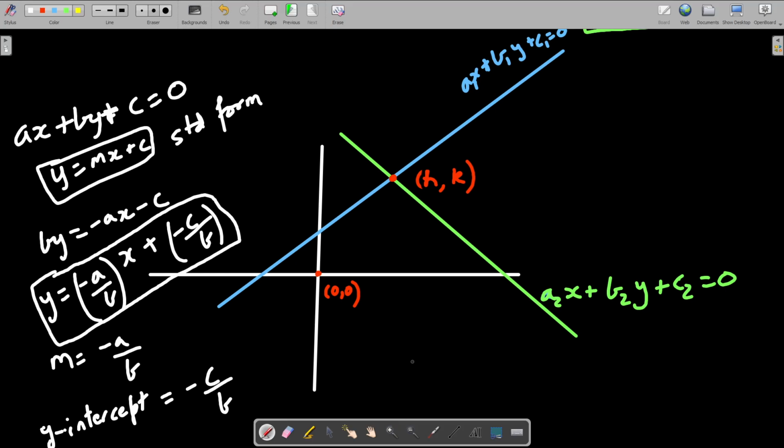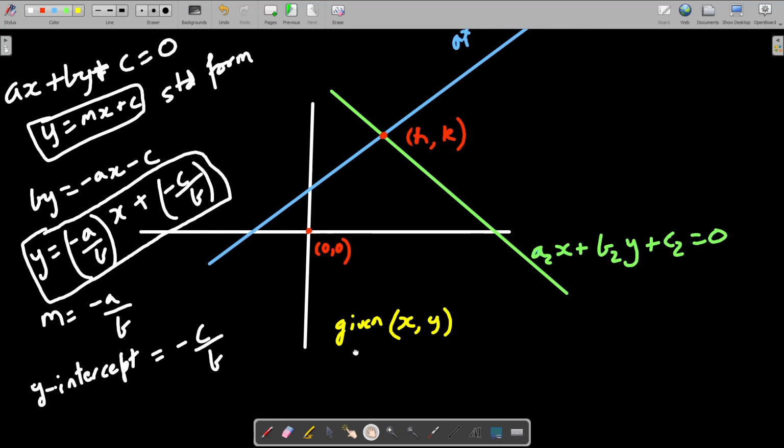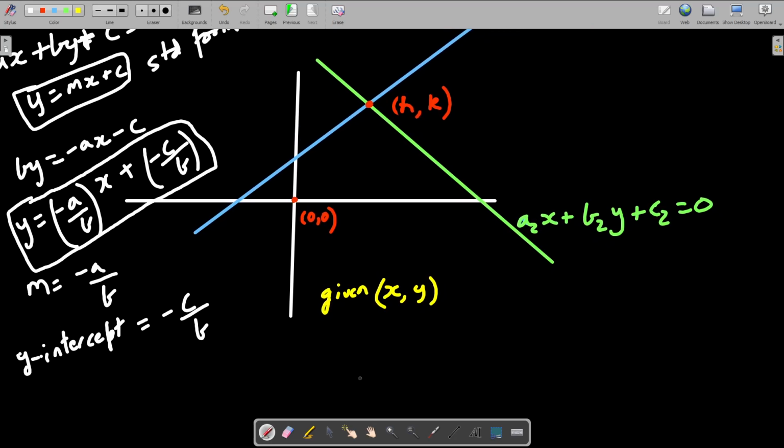Your small variables are x and y. These are your given variables, and you have written the equation of the line using this small x, small y. So I define a new variable, capital X. Define capital X as small x minus h and capital Y as small y minus k.